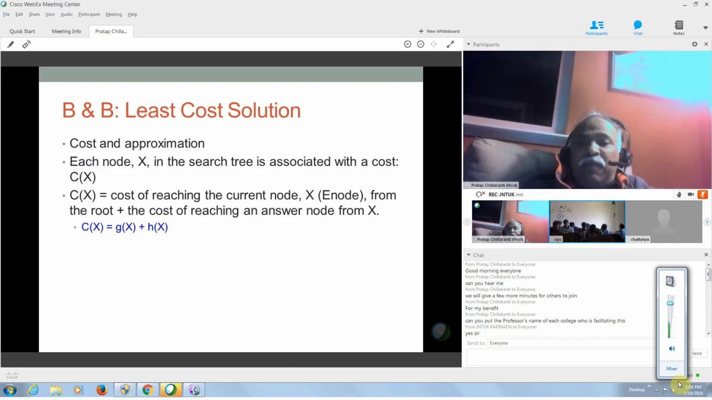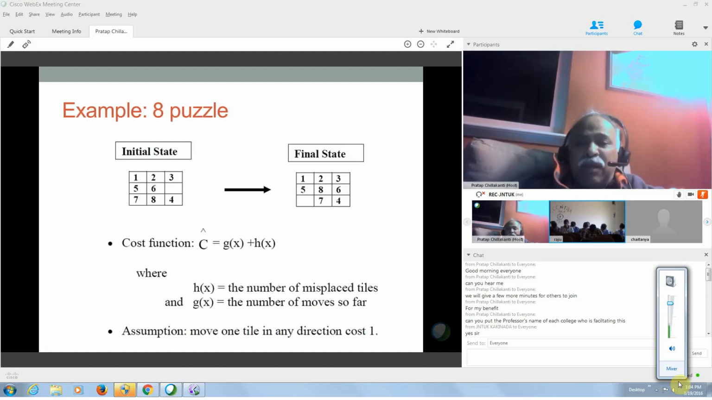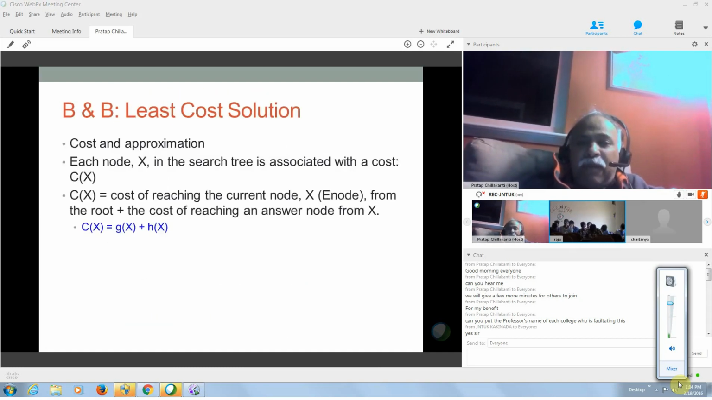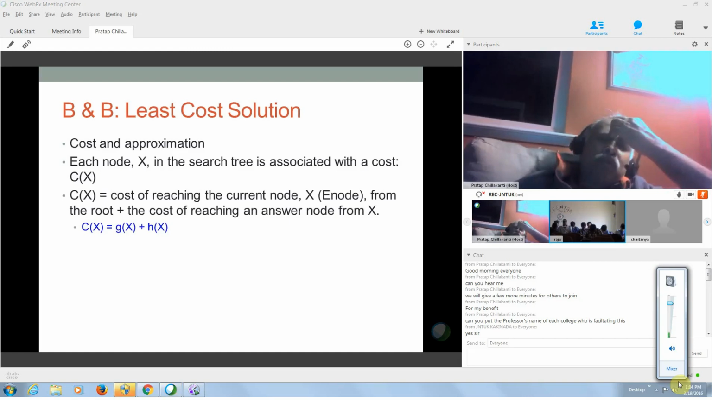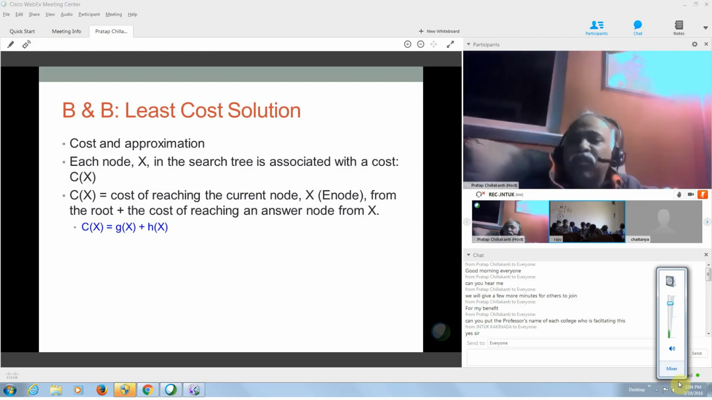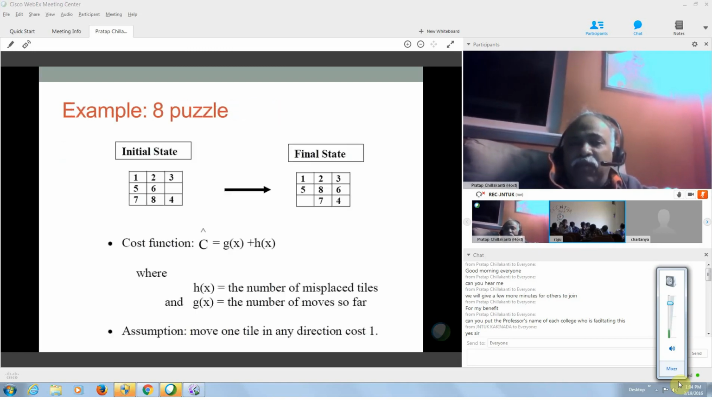So we introduced the concept of what do you call them? The nodes. I forget the names. I'm blanking out now. What were you calling it? The live node and E node. Remember the concept of E node and live nodes. We use the concept of those things to solve the least cost solution problem in branch and bound.